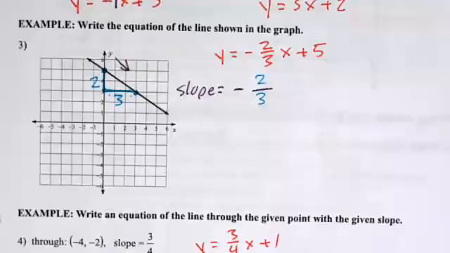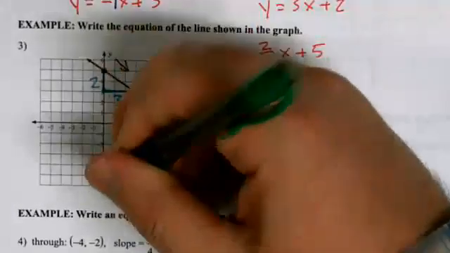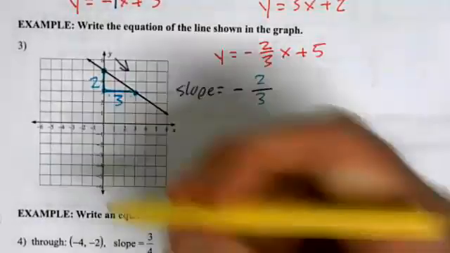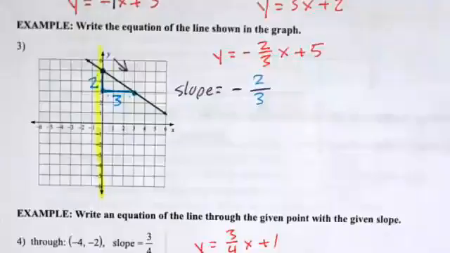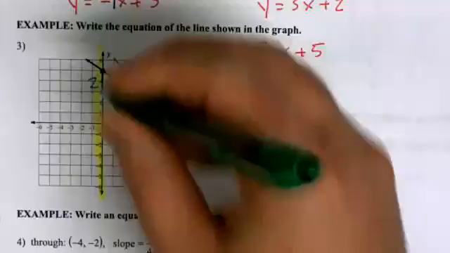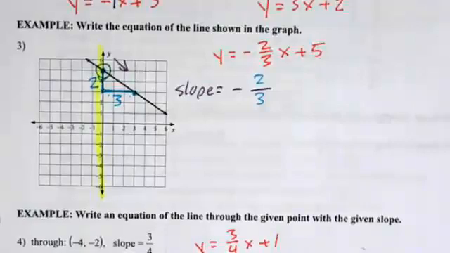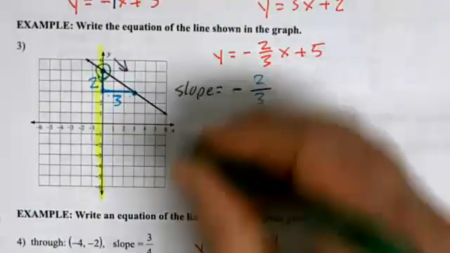The other piece we need for our equation is our y-intercept. So I need to look where we are crossing the y-axis. Remember, the y-axis goes up and down. And it looks like we are crossing right here at 5. So my y-intercept is 5.